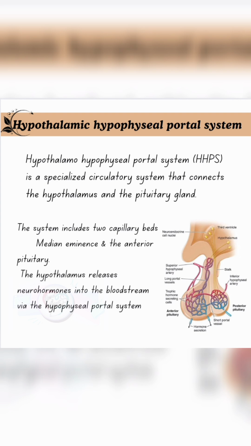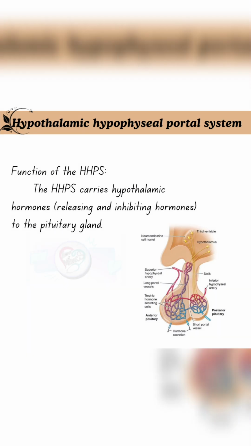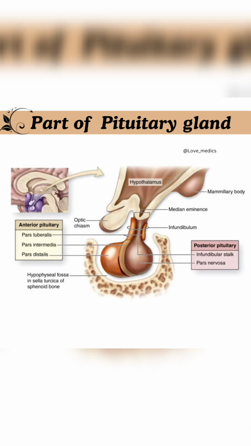It is a specialized circulatory system. So the hypothalamus releases the neurohormone into the bloodstream via the hypophyseal portal system. The hypothalamo-hypophyseal portal system carries the hypothalamic hormones to the pituitary gland.